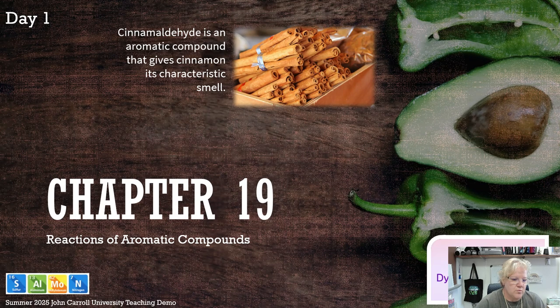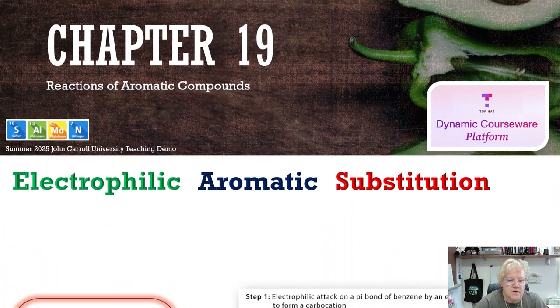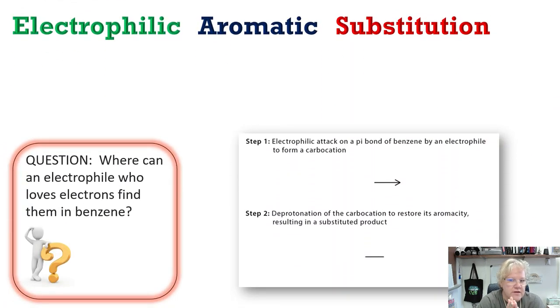Alright, welcome to day 1 of chapter 19. We're going to be talking about reactions of aromatic compounds. So the title is Electrophilic Aromatic Substitution, and we should be able to draw lots of information just from the title already. We can first review what electrophiles are.